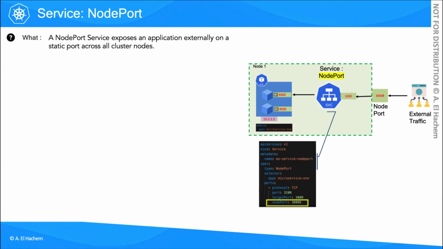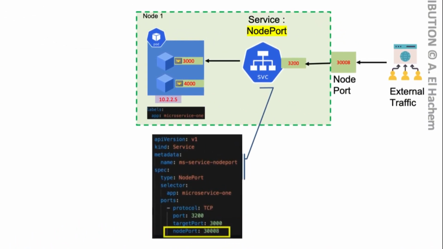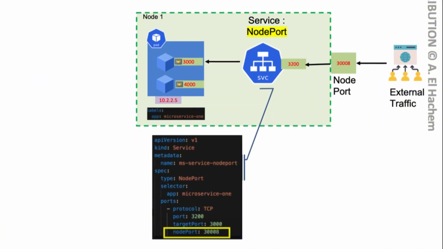What is a NodePort service? A NodePort service exposes an application externally on a static port across all cluster nodes. This diagram illustrates a NodePort service example. The NodePort service exposes the application to external traffic by opening a specific port, 30008, on all cluster nodes.